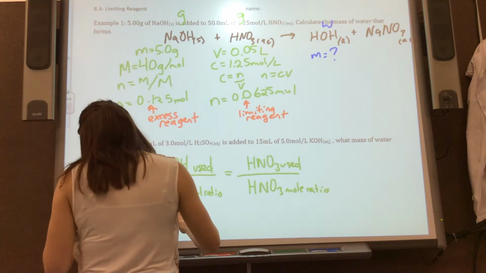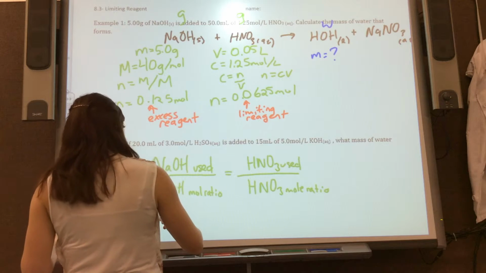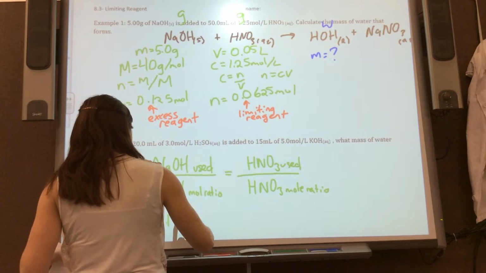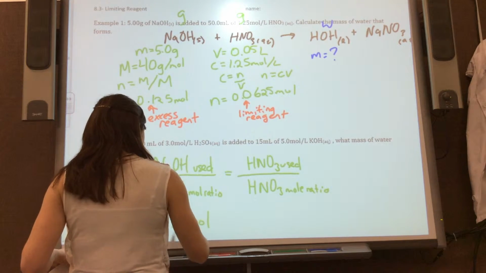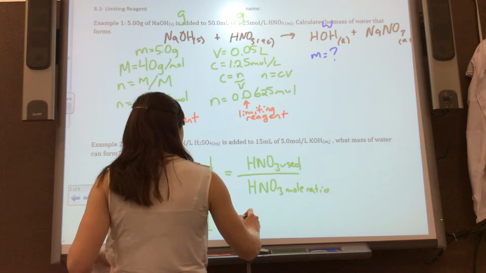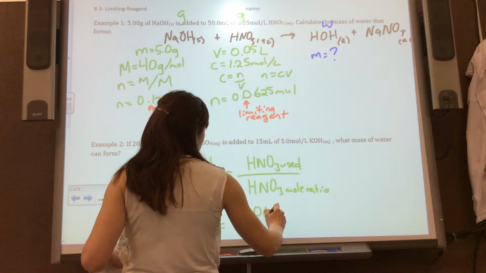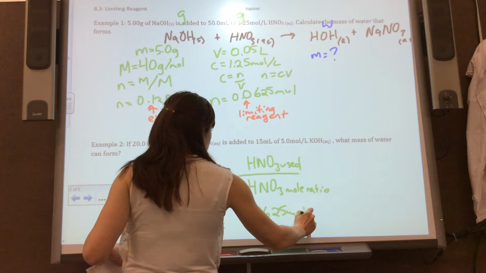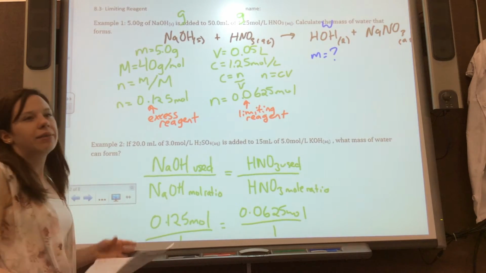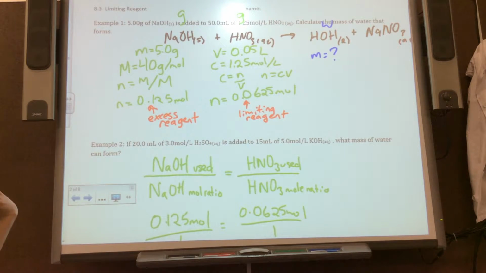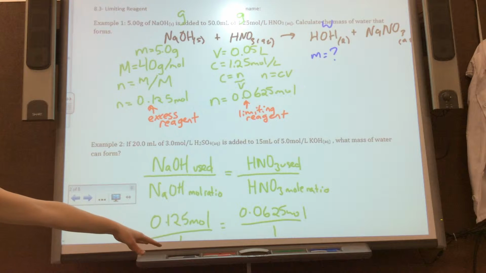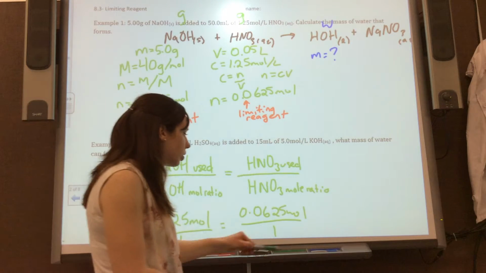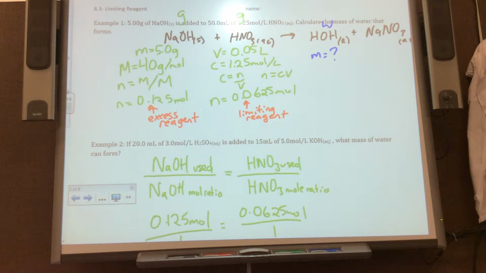Okay, so here it'd be like 0.125 moles divided by 1 is equal to 0.0625 moles divided by 1. If it was different coefficients, then you would see, and whichever one is smallest is the limiting reagent after you do the calculation. Okay, so I'll show you an example of that next.